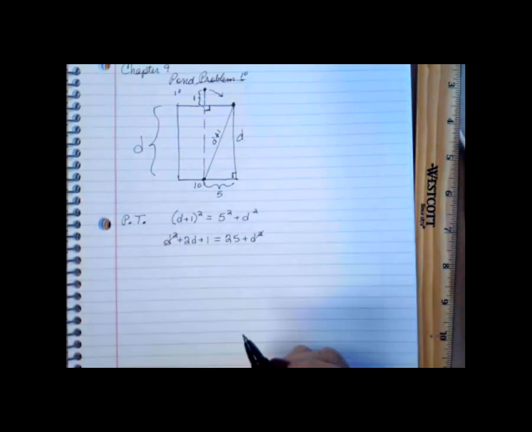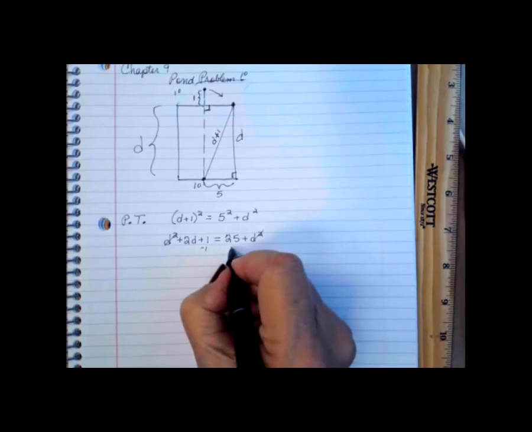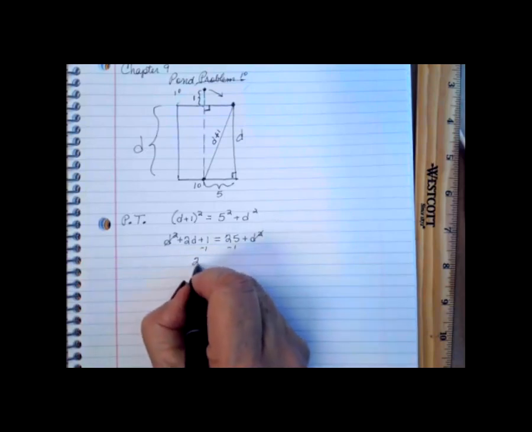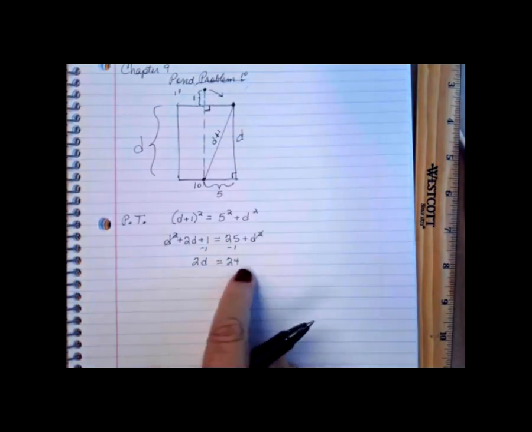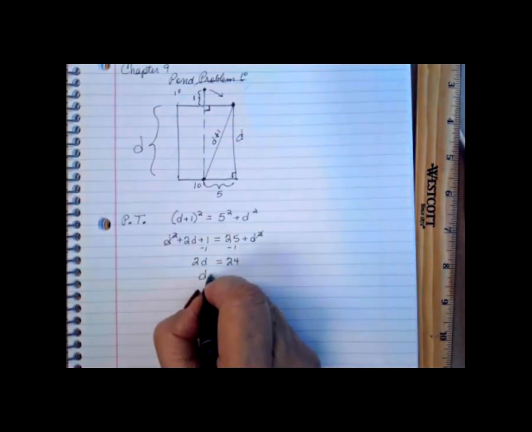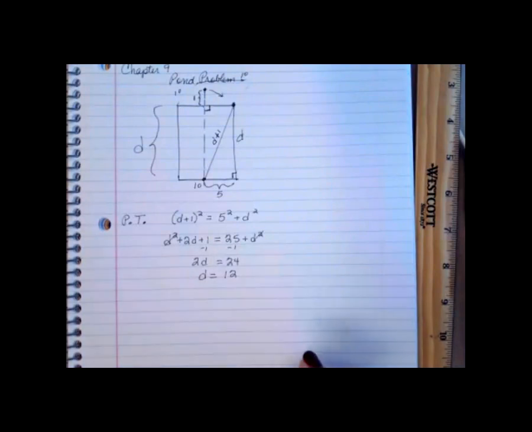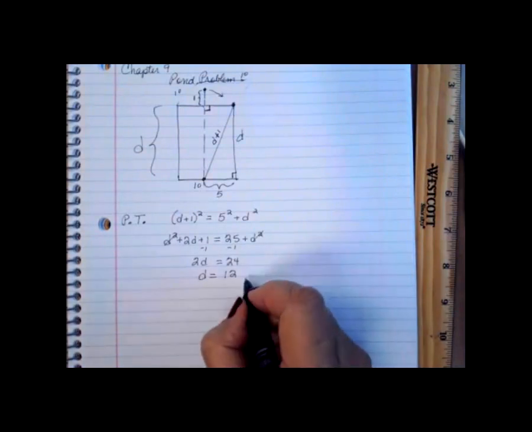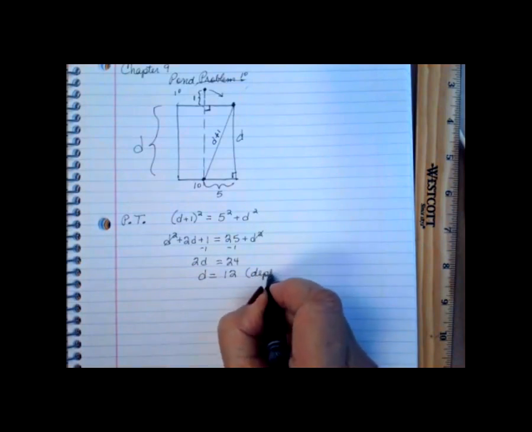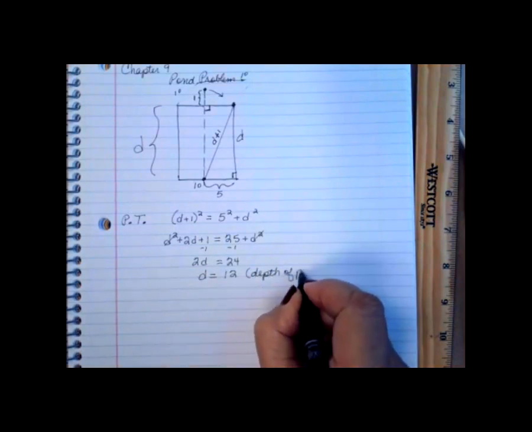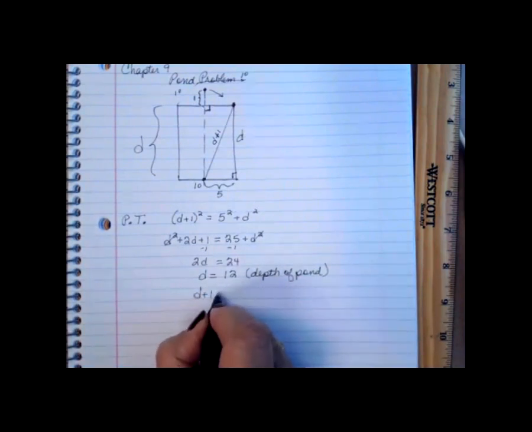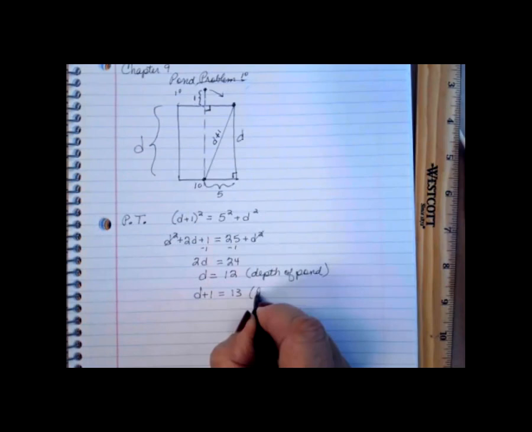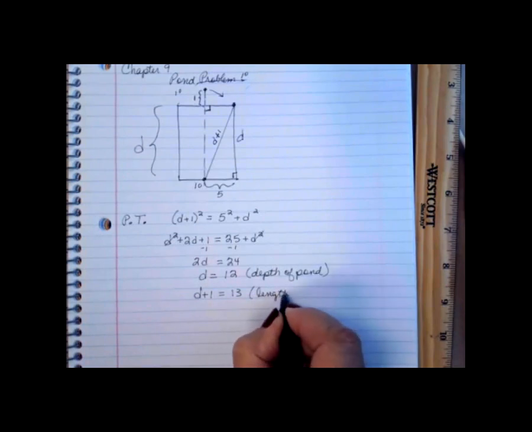Subtract D squared from both sides. Subtract 1 from both sides, and I'll have 2D equals 24. And then divide both sides by 2. D has to be 12. So the depth of the pond is 12. D plus 1 is 13, and that's the length of the reed.